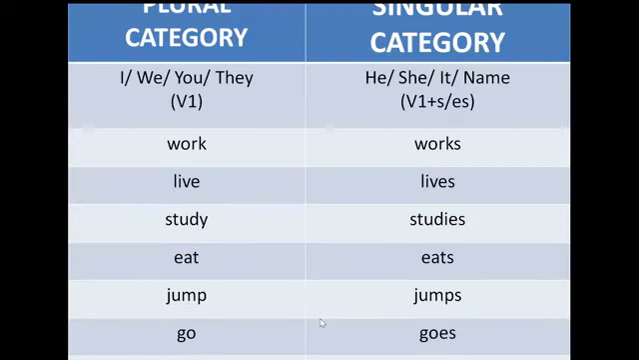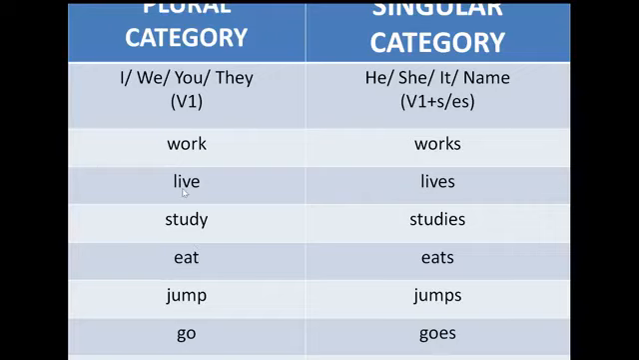See here the plural category and singular category. Verbs को adjust करने के लिए, verbs का proper use करने के लिए we must be clear with the plural and singular category. What comes under the plural category? It's I, we, you and they. Whereas in the singular category come he, she, it, etc. For example, what is the form of work? It works. Live, lives. Study, studies.